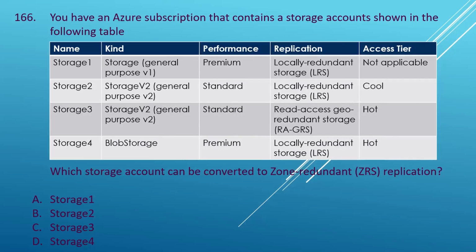This is question number 166. You have an Azure subscription that contains a storage account shown in the following table. You have 4 storage accounts named storage 1, 2, 3, and 4, and then their kinds are defined and their performance tiers are defined, and which type of replications they use and which is the access tier that is applicable to you.